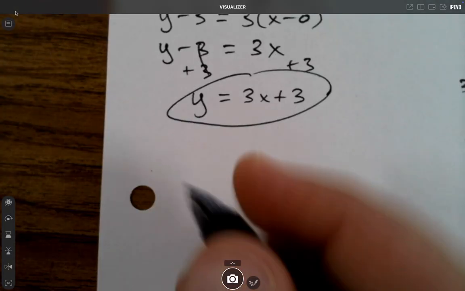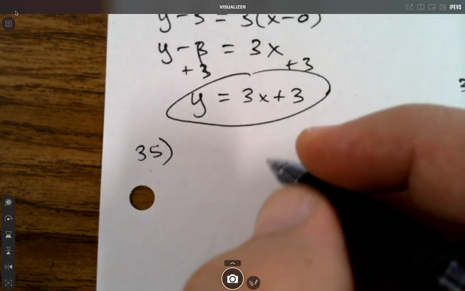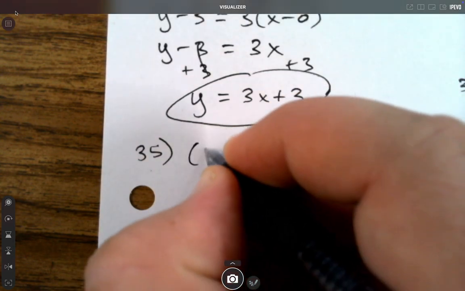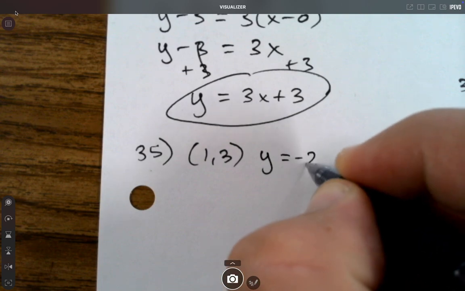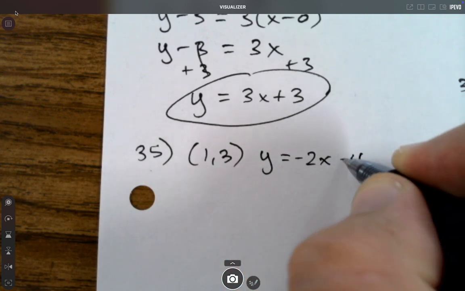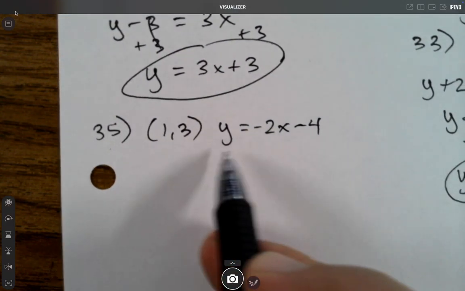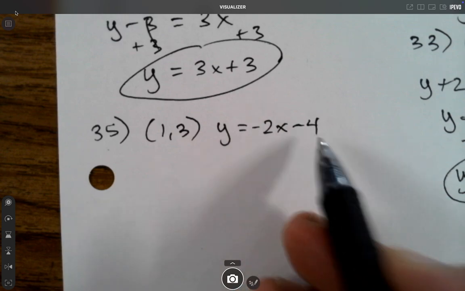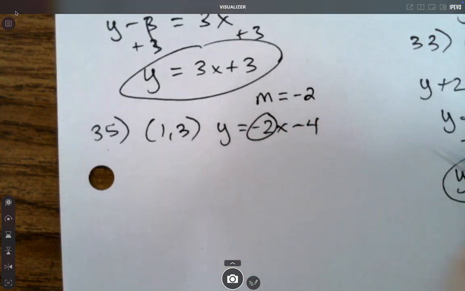Okay, now 35, we're switching over to perpendicular. Otherwise, it's the same process, but we are doing perpendicular now. So on 35, we want to pass through the point 1, 3, but it'd be perpendicular to y equals negative 2x minus 4. So again, when we're in slope-intercept form, y equals mx plus b, our slope's right here. So the slope of this line is negative 2, but I want to be perpendicular to this line.